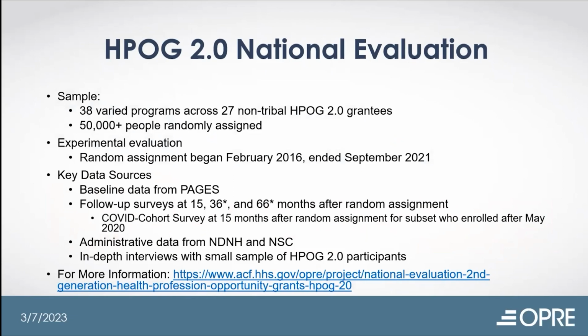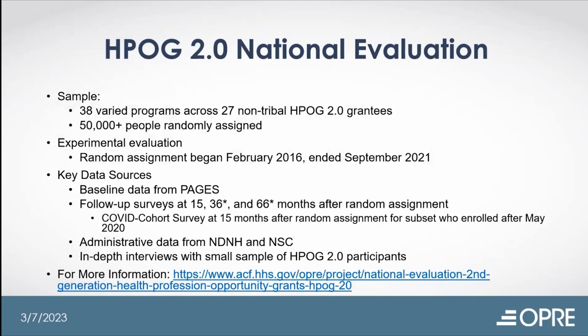Random assignment began when programs began their operations after a brief planning period, so that random assignment started in the earliest programs in February of 2016, and it ended in September of 2021 when all of the HPOG 2.0 programs ceased operation. Our key data sources here are baseline data from PAGES, that's the management information system that the 2.0 grantees used. We have follow-up surveys at 15, 36, and 66 months after random assignment. The 36-month data collection has concluded, and we are in the process of releasing the report for that. For the 66-month follow-up, data collection has not yet begun for that.